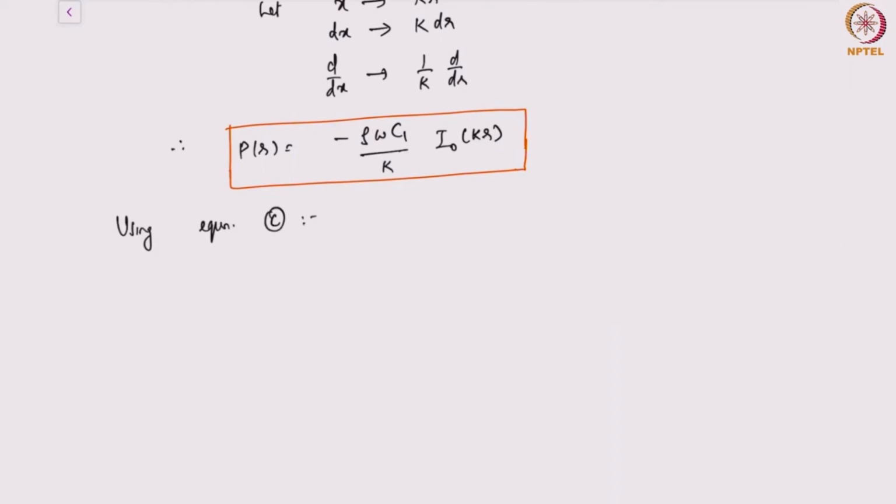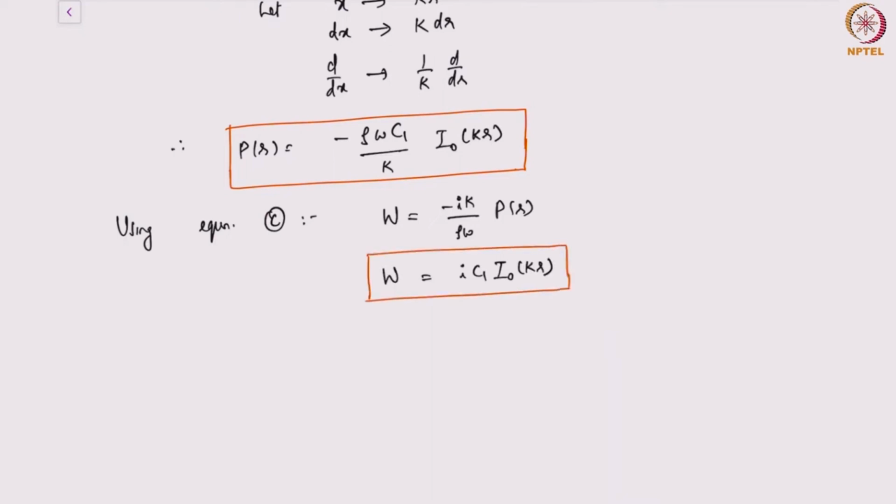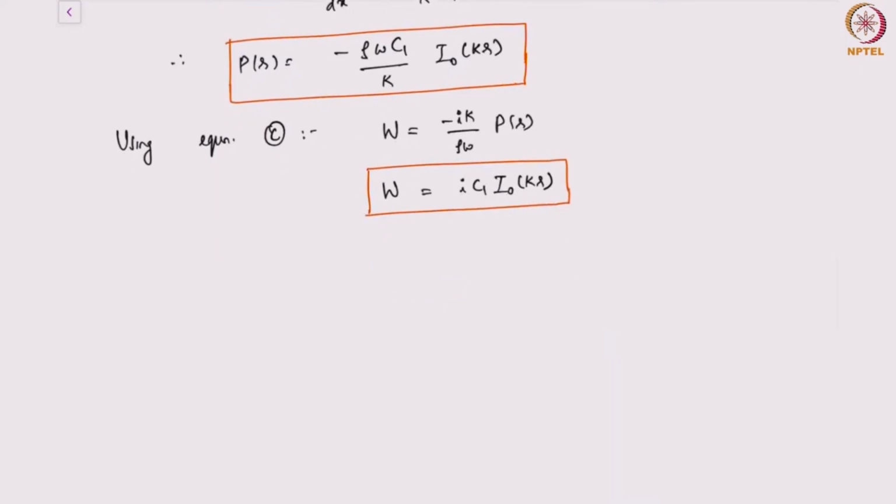And using the last equation C, we have now a relationship between the axial velocity W and pressure, and that relationship goes like this: W equals i k by rho omega times P of r, right? And what do I have now? If I substitute the expression for P of r, I get i C1 I0 of kr. This is the expression for W, right?